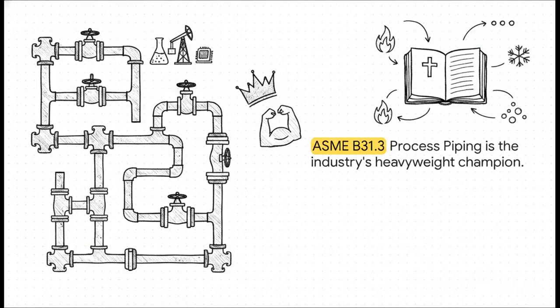It's known as the process piping code. If you're an engineer working in petroleum refineries, chemical plants, pharmaceuticals, textiles, or even semiconductor manufacturing, B31.3 is your Bible. It covers everything from raw chemicals to steam, air, and cryogenic fluids. Without a doubt, it is the most important code for process piping professionals globally.